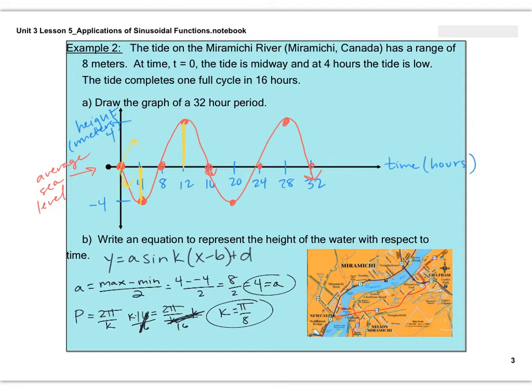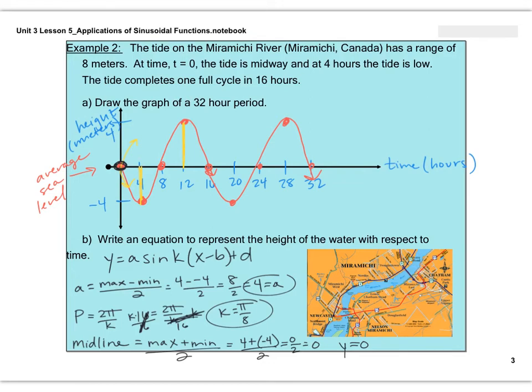Is there a b? Is there a phase shift? I'm going to say no, because this point, this starting point, is right on the y-axis. I don't think it's shifted left or right. And is there a midline shift? Well, a little trick for finding what the midline is: instead of subtracting the max and the min, you add them. So you take the max plus the min and divide by 2. And so we're going to take 4 plus negative 4 and divide by 2, which is 0 over 2, which is 0. So the midline is at y equals 0 still. In other words, d is 0.